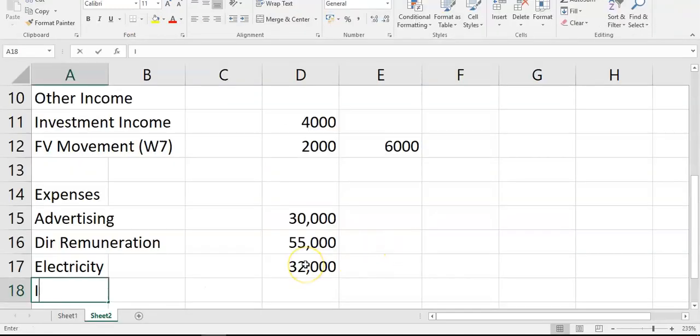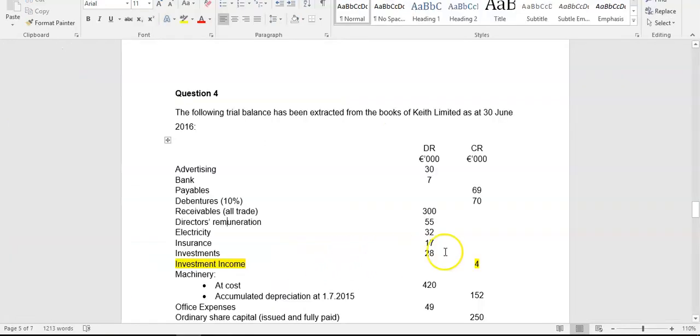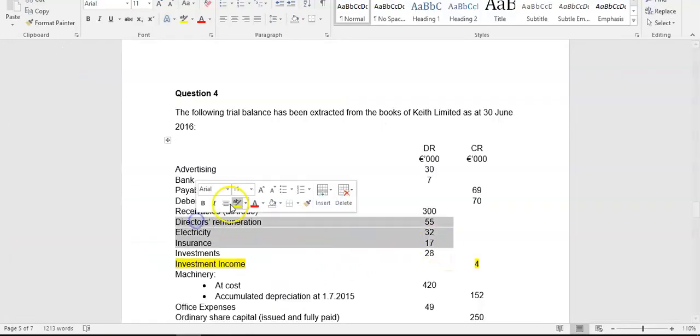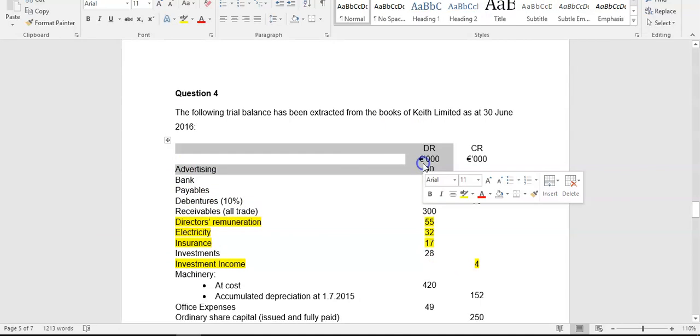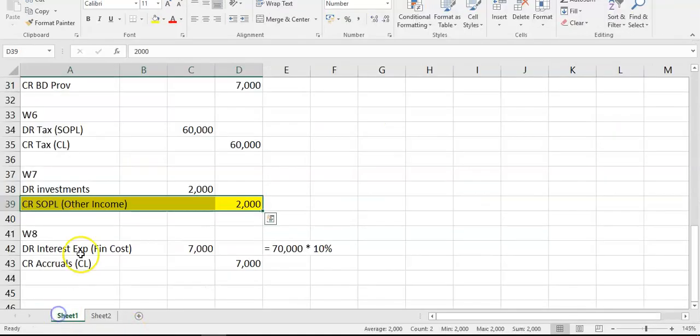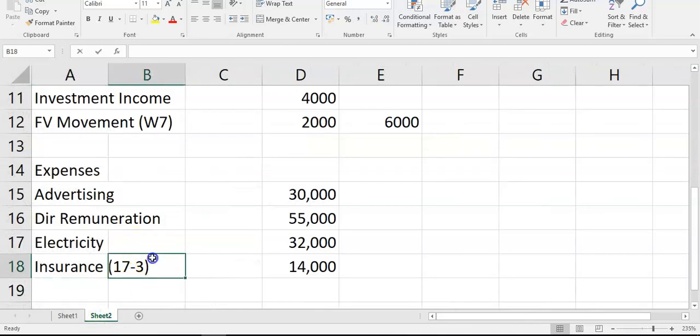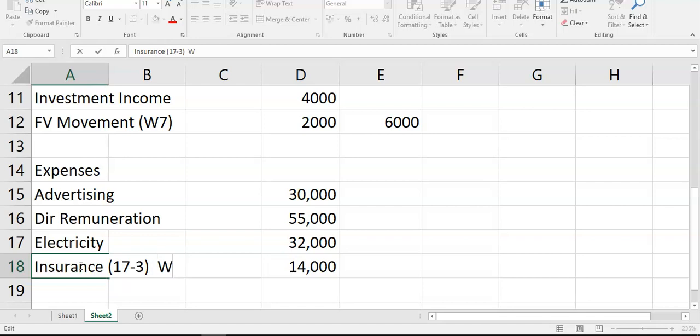The insurance, be careful. Insurance is 17 minus 3. So that is going to be 14,000. And remember, that's coming from here. We have insurance now gone in. But we also remember that actually 3,000 of that was prepaid. So we credited the insurance expense 3,000 from working 4. So don't forget to put both of those in. And I'll put here as a reference working 4, just so they know where the adjustment is coming from.